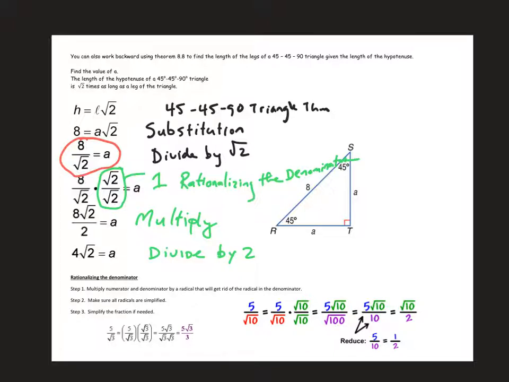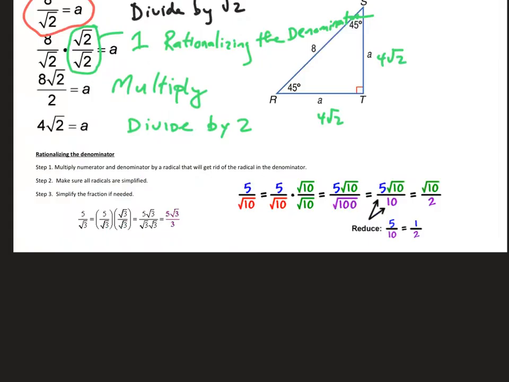So the leg is really 4 square roots of 2. So in short, how do I rationalize a denominator if I need be? We need to multiply the numerator and denominator by a radical that will get rid of the radical in the denominator. Real simple, if it's a square root, just multiply it by the number underneath the radical.